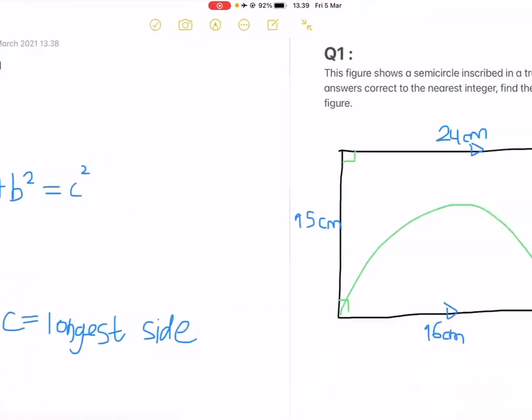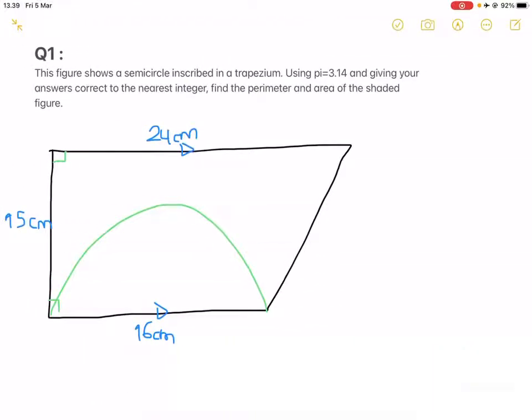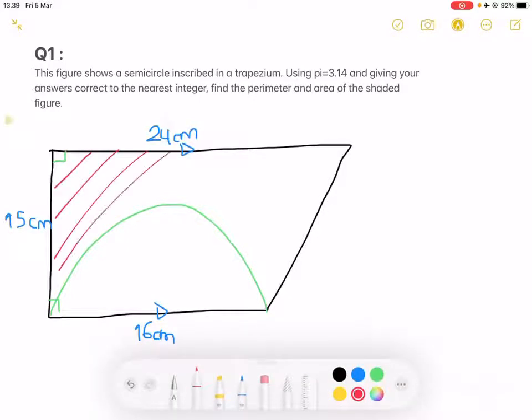Let's jump into question 1. This figure shows a semicircle, and keep in mind I'm also talking about things related to perimeter and area that use the Pythagorean theorem. This figure shows a semicircle inscribed in a trapezium. Using pi equals 3.14 and giving your answer to the nearest integer, find the perimeter and area of the shaded figure. I haven't shaded it yet, but it is this area right here in red.